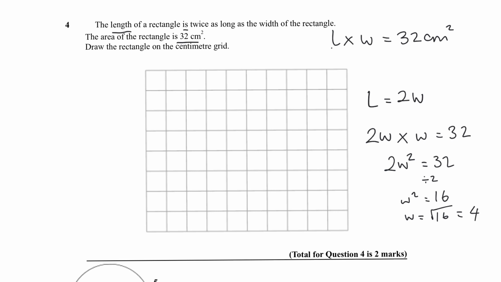To work out what the length is, length times 4 is equal to 32. So then divide by 4 on both sides, and so your length would be equal to 8. Or another way of working it out is, if you know that the width is 4, substitute that here. So 2 times 4 also gives you 8. So now we know that the length is 8, the width is 4.